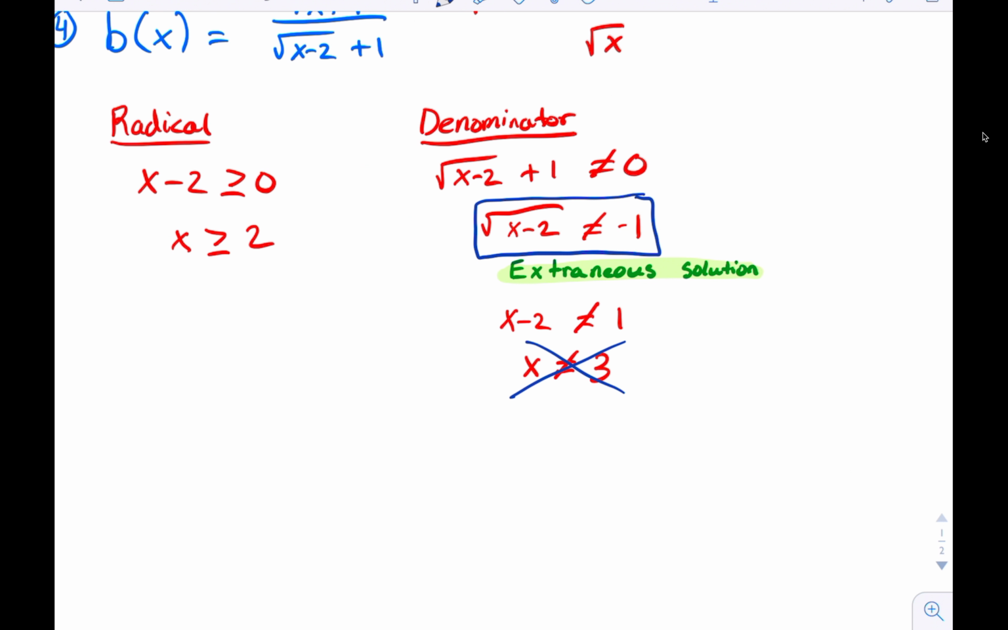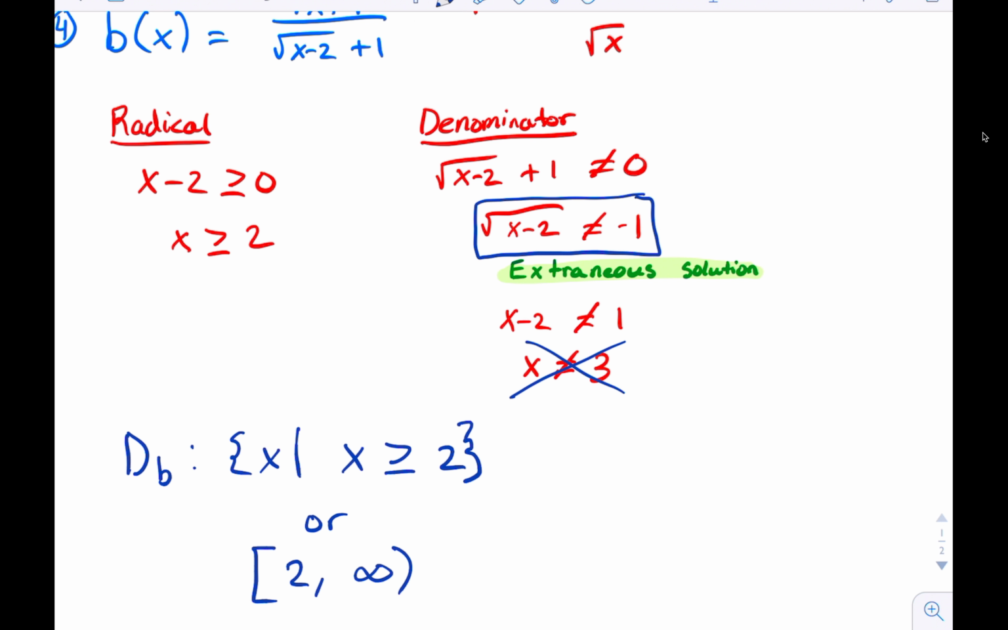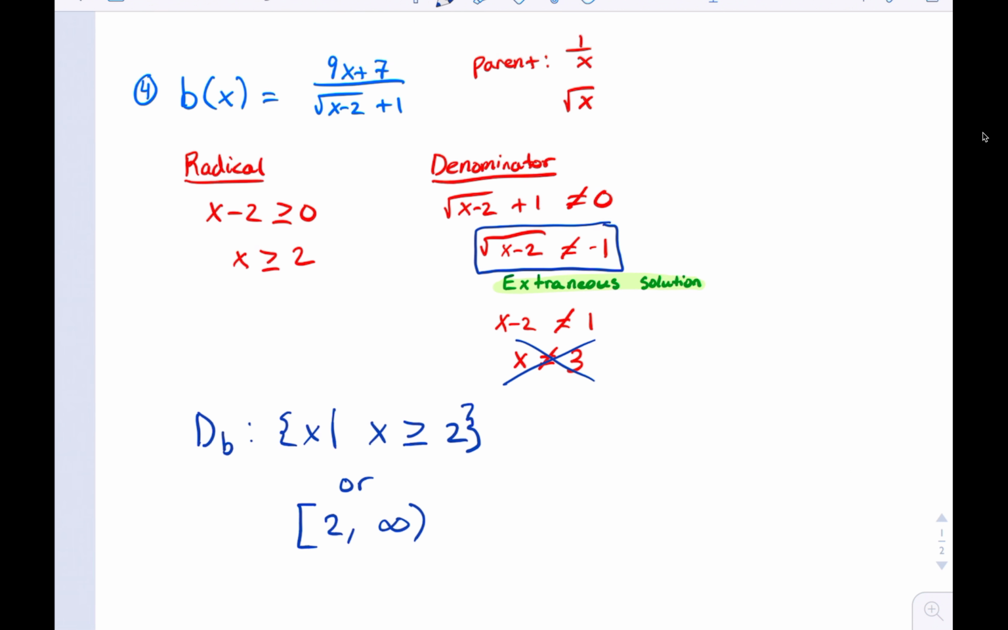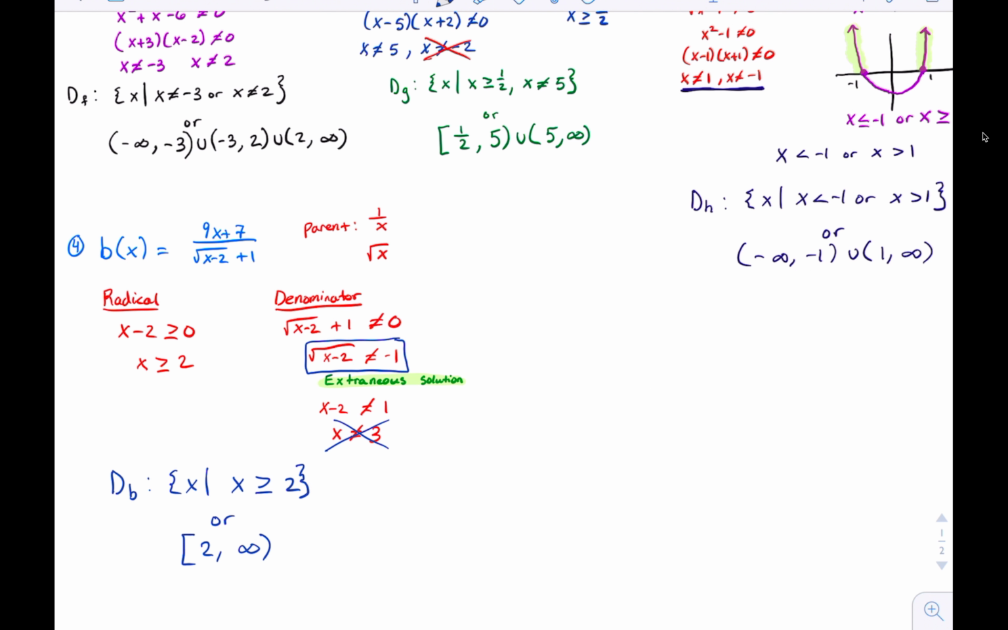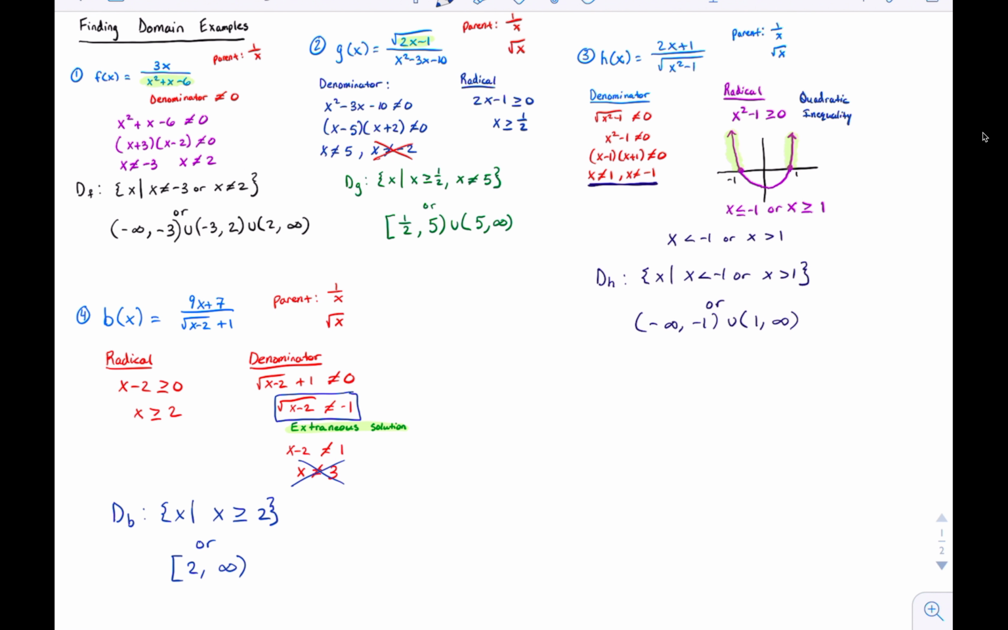So our final answer for this, the domain for b of x, is the set of all real numbers such that x is greater than or equal to 2, or we're going to go from 2 to infinity. Those are just a couple different examples of finding the domain from a function.